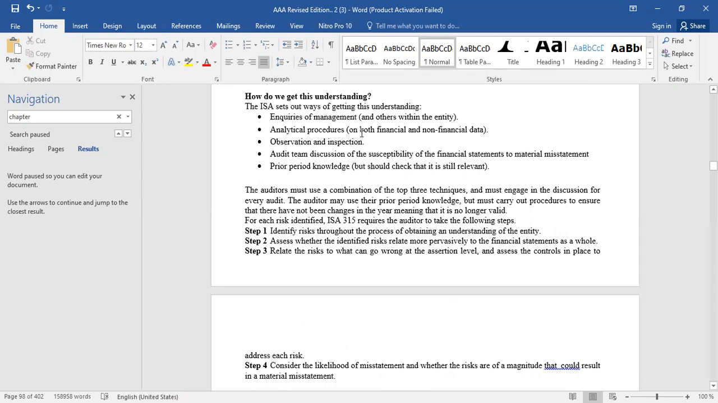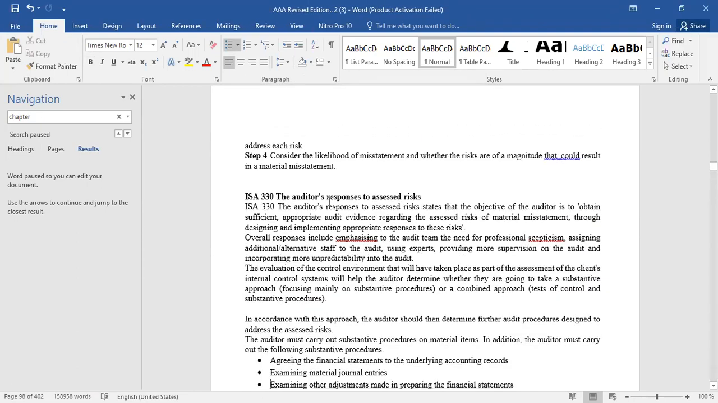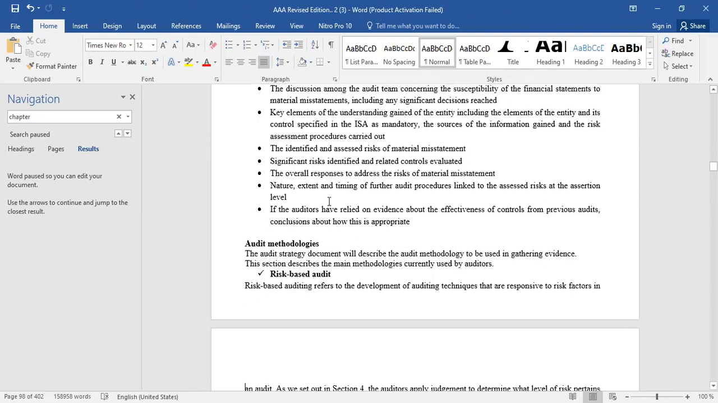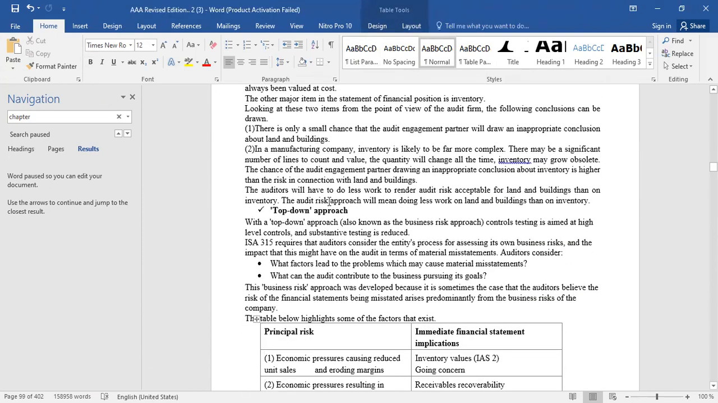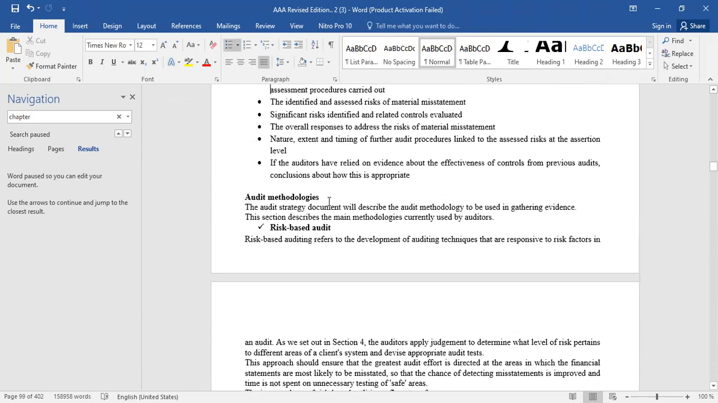How do we understand risk? Those ones have given you the same things, prior period knowledge, analytical procedures. Assertions are beliefs or claims. Yeah, those are beliefs or claims. Is there anything here now? I think the topic is done. Top-down approach, which ones are these? Those are not even examinable.